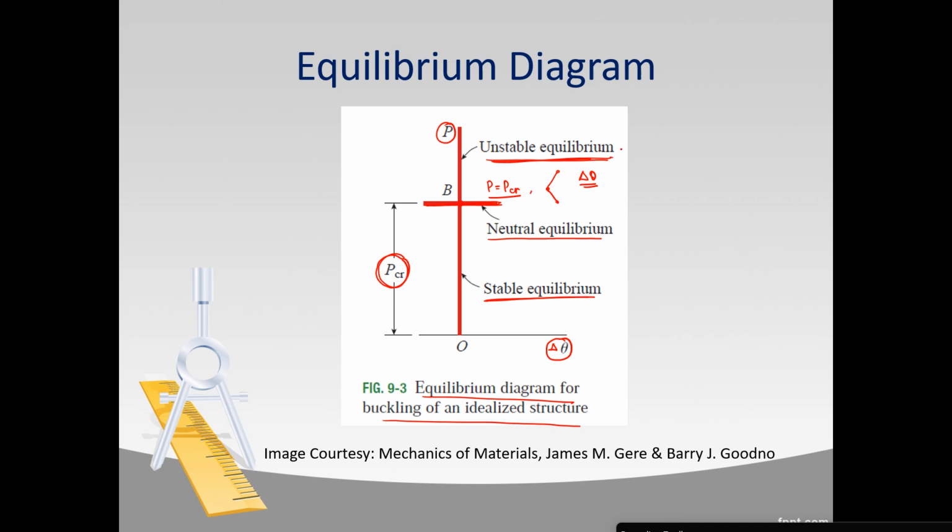Why is it called unstable equilibrium? Because this value of theta tends to increase to a higher and higher value as the structure goes further and further away from the initial equilibrium position. That means the tendency of the structure is now not to return to its original position, but rather to assume a shape which is further and further away from the initial equilibrium position.